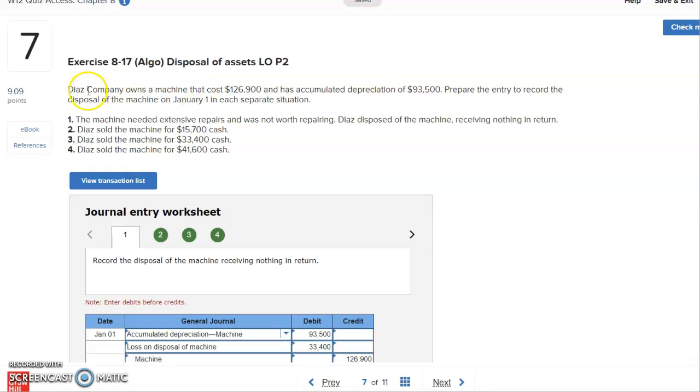So first off, we start with Diaz Company owns a machine that costs $126,900 and has accumulated depreciation of $93,500. So you've got to prepare a few entries for the disposal or sale of the machine. The first one is recording the disposal of the machine, receiving nothing in return.